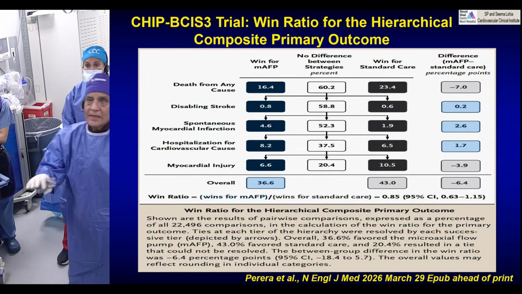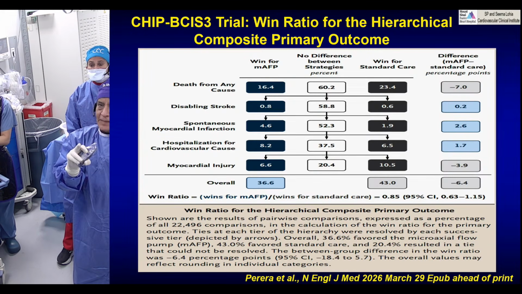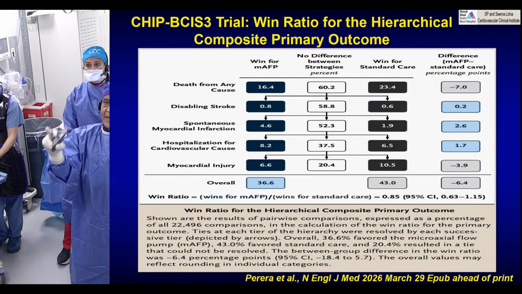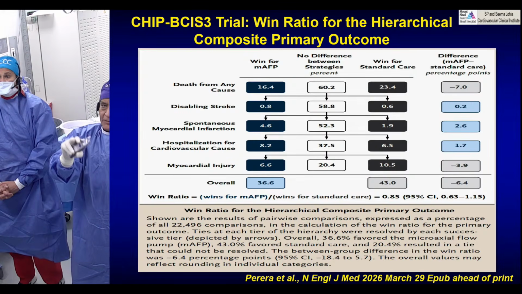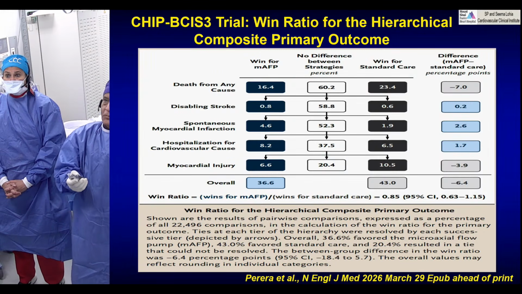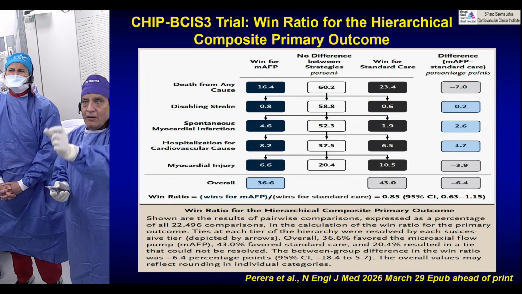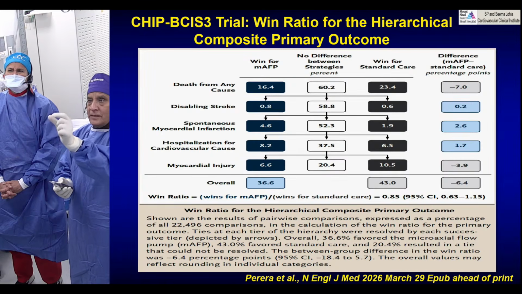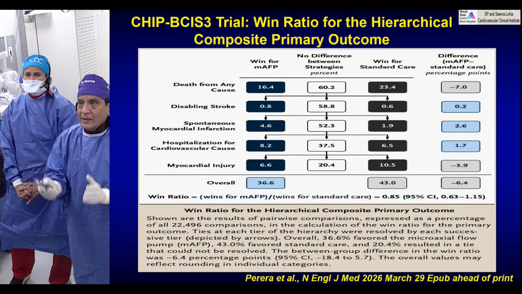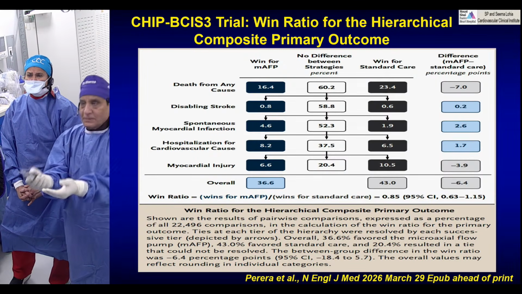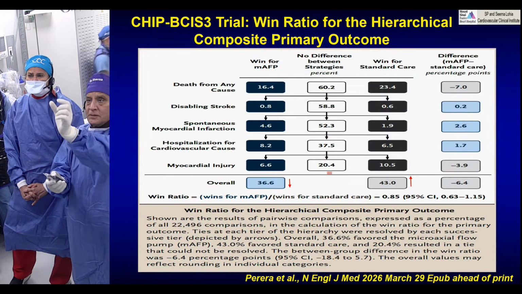So you can see here that every aspect, death from any cause, the disabling stroke, is spontaneous except spontaneous MI, which favored the Impella. Everything else, and hospitalization was a little bit different, but everything else was more negative on the side of the Impella compared to a win for standard care. So what happened? The aggregate came to 36.6 in the Impella group, 43.0 in the standard care. So basically, if you take 100 cases, 43 will be favored for standard of care, 36 for the Impella, and 20.4 is neutral.